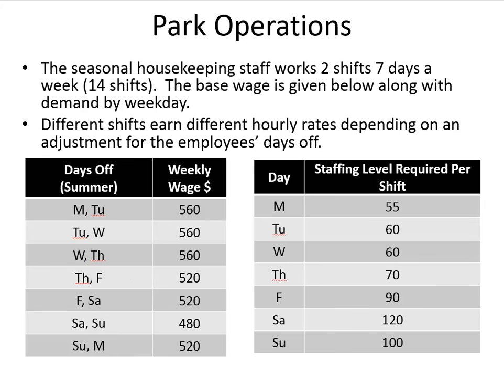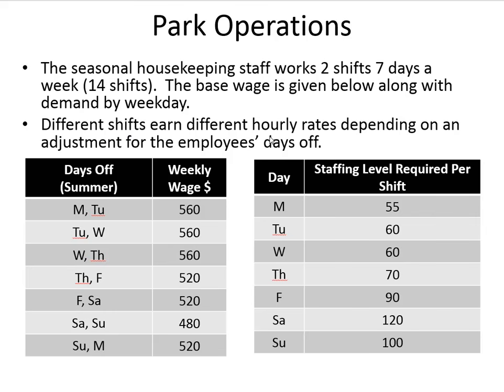So let's take a scenario and the kind of information that we will need to solve this particular scheduling problem. Let's assume that the seasonal housekeeping staff works 2 shifts 7 days a week. That makes 14 shifts in total. Now, it's not that each person works that, but all of the staff needs to be scheduled around this. The base wage, along with the demand by weekday, is given in the table right here in front of you.